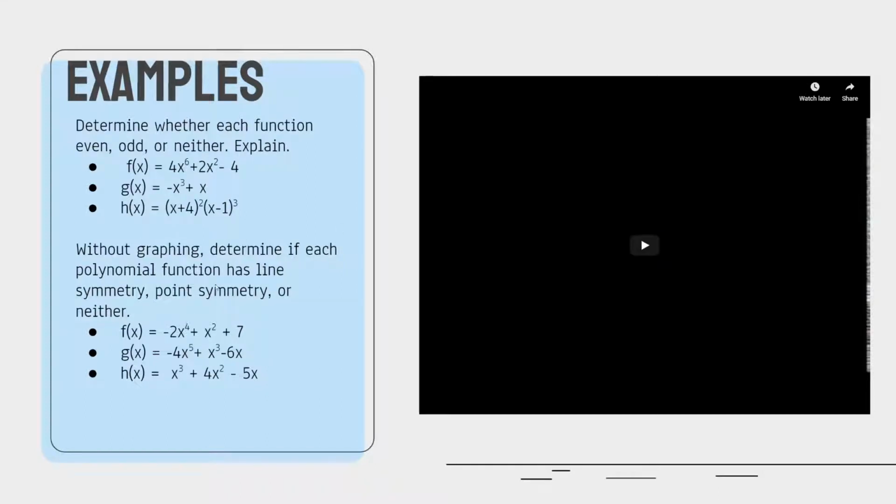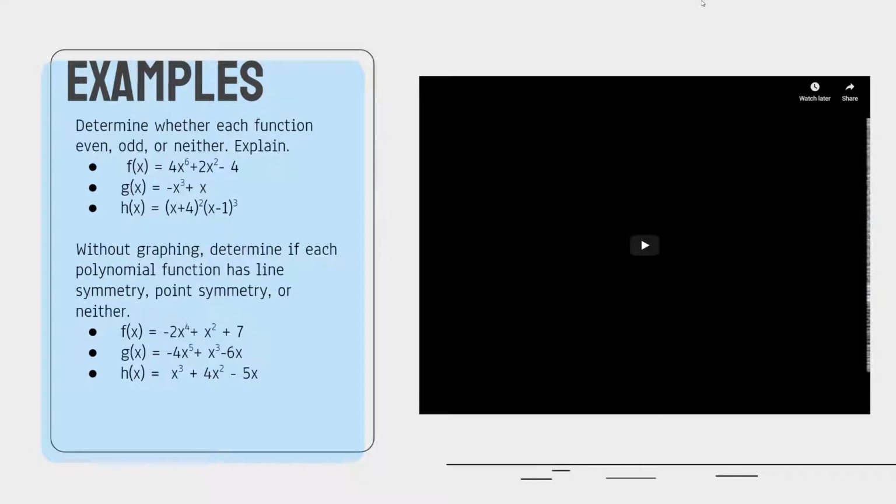Now let's look at this part. Without graphing, determine if each polynomial function has a line of symmetry, point symmetry, or neither. Okay, so what we have learned is that if it is an even function, then it should have line symmetry. If it is an odd function, then it should have point symmetry. So let's try this one out.